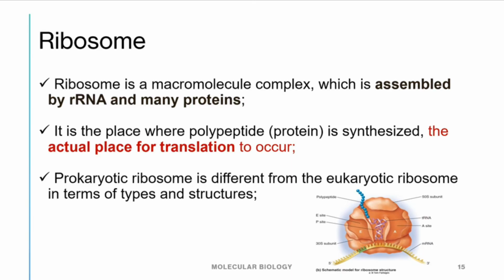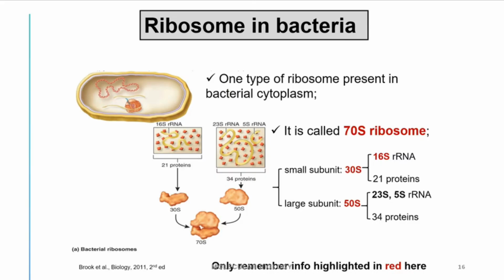And in terms of structures, the prokaryotic ribosome is very different from the eukaryotic ones. The composition of the ribosomes, including which ribosomal proteins are there, how many are there, and the sizes of the ribosomal RNAs are all very different between prokaryotes and eukaryotes. In bacteria, there is one type of ribosome present in the cytoplasm, and it's called the 70S ribosome. The 70S ribosome is made up of 2 different subunits.